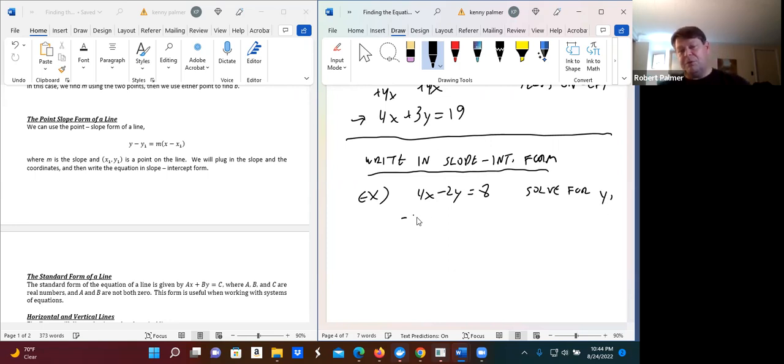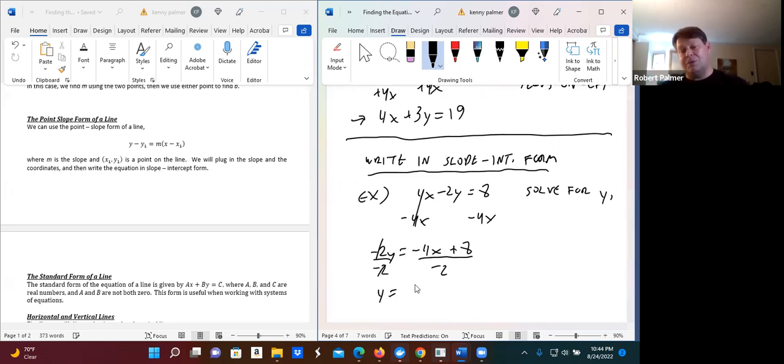Okay, so first subtract 4x from both sides. That cancels out. We have negative 2y is equal to negative 4x plus 8. Now to get y by itself, divide everything on both sides by negative 2. Negative 2 is canceled out here.